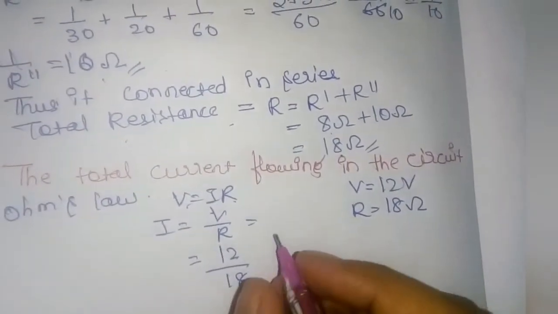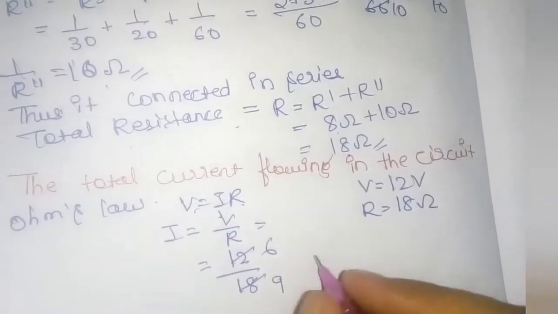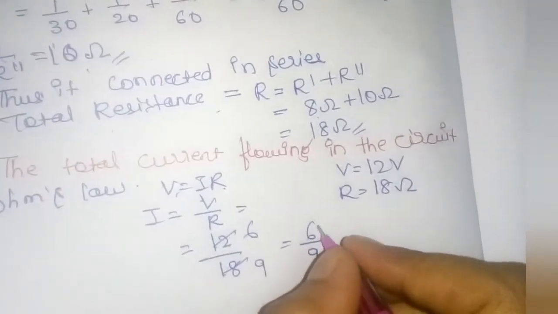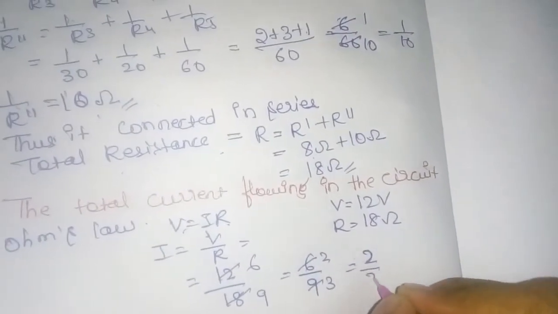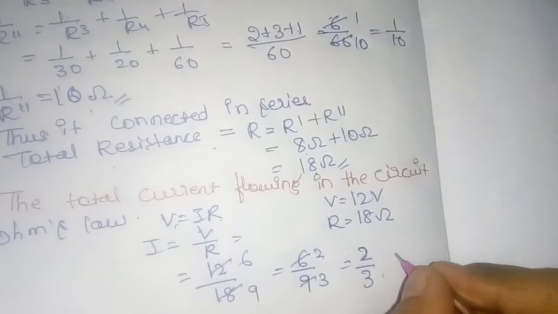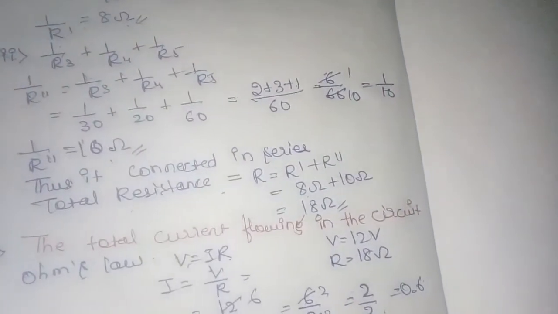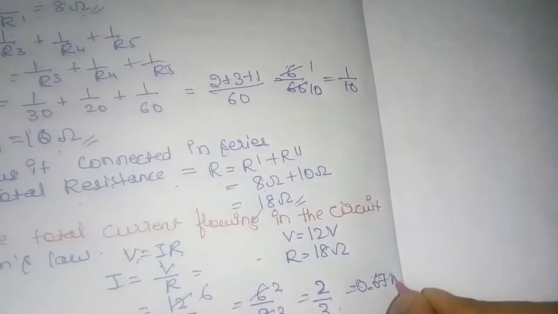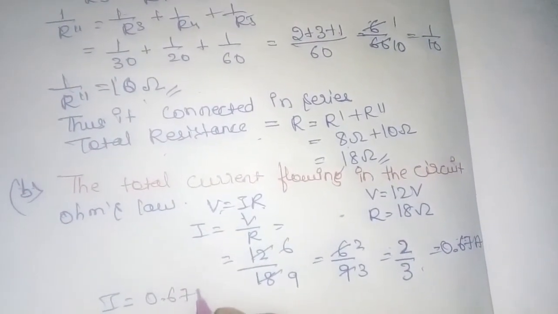So which table is taken? That is 3 6s are 12, 3 9s are 18. So now 6 divided by 9. So now again 3 2s are 6, 3 3s are 9. Now put 2 divided by 3. After division takes place we get 0.67 ampere. So the current, that is I equal 0.67 ampere, is the total current flowing in the circuit diagram.